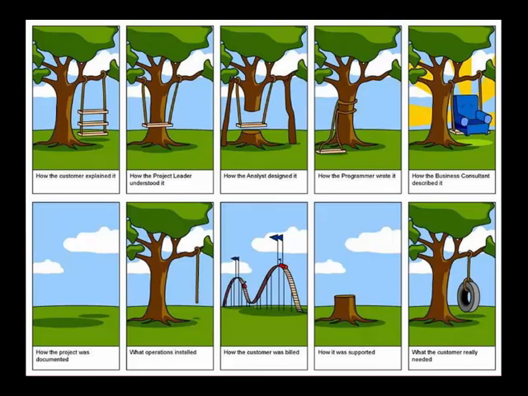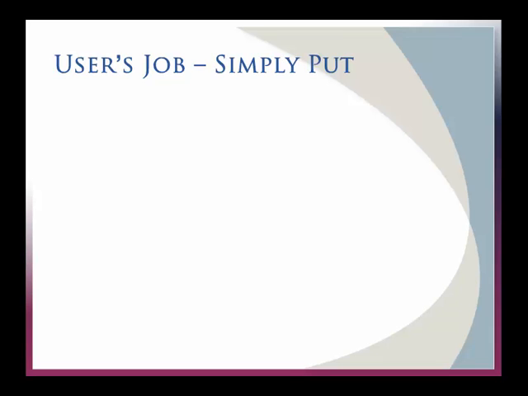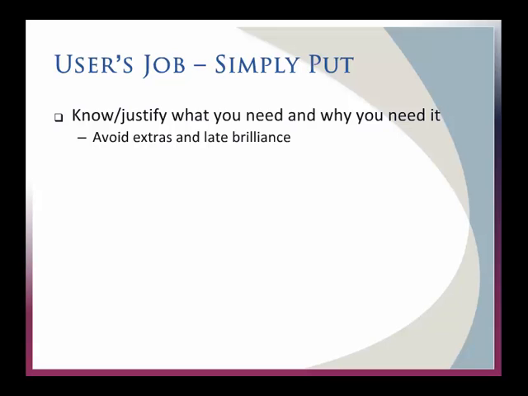Now, this gets interesting because the user's job, simply put, is to know or justify what you need and why you need it. It's a capability, usually. They're not describing necessarily a product. They're describing an end state. And it says, avoid extras and late brilliance. You know what that means. That's at the 11th hour, when the customer comes in and says, I know what I want, and that's not at all what you've been working on for the past 2 years. That needs to not happen.